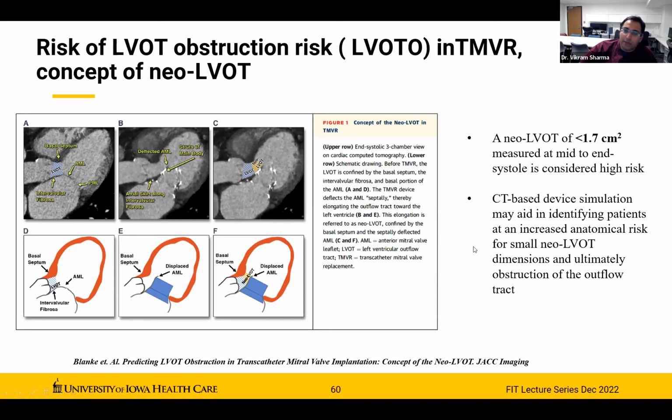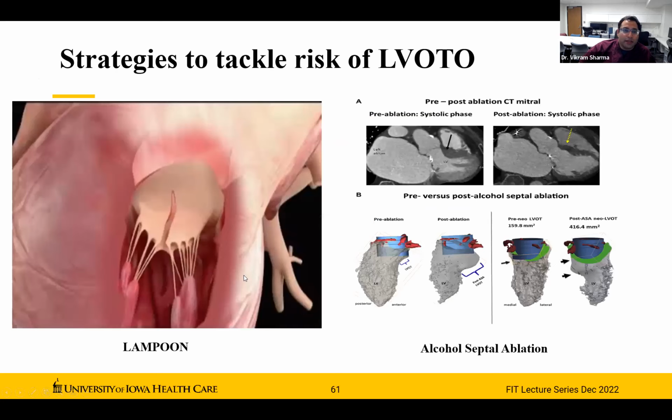This can be estimated using a CT-based simulation and is recommended in all patients undergoing such mitral valve implantation through a transcatheter approach. Secondly, we can do a procedure called LAMPOON, which is similar to the BASILICA procedure that's done in patients undergoing a valve-in-valve TAVR, where you lacerate the mitral valve leaflet to reduce the risk of LVOT obstruction.